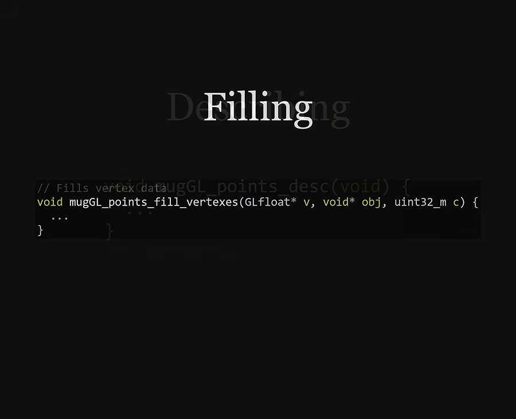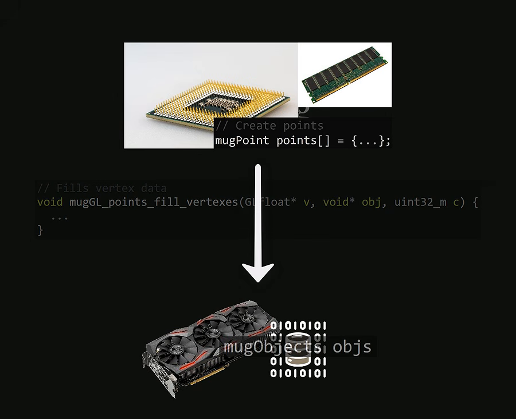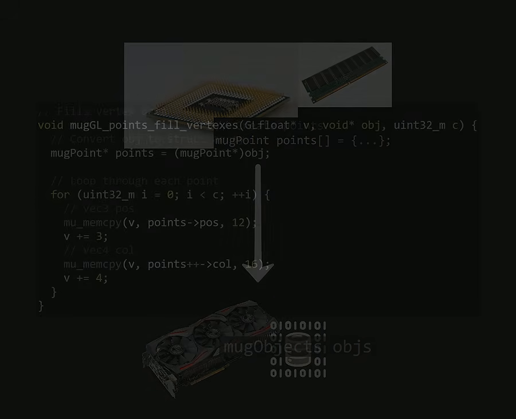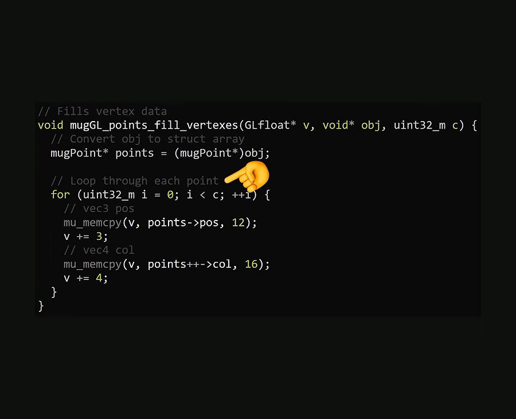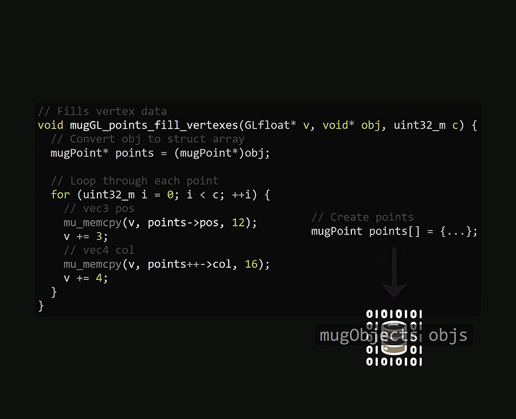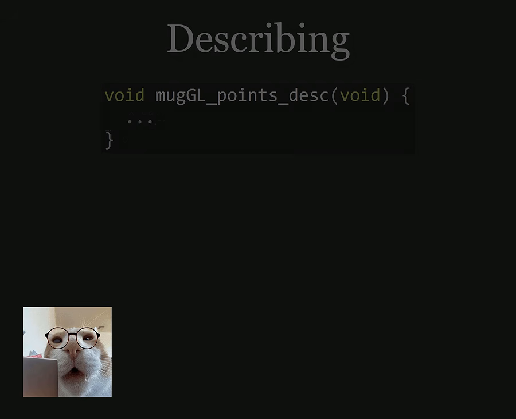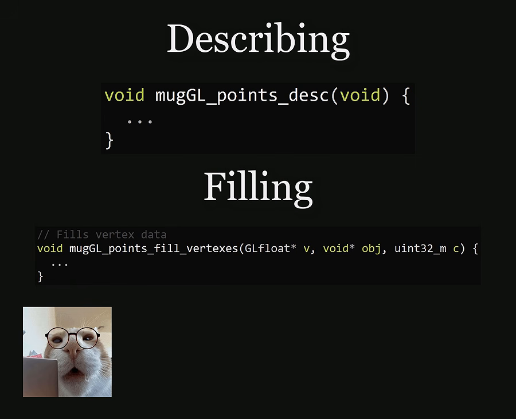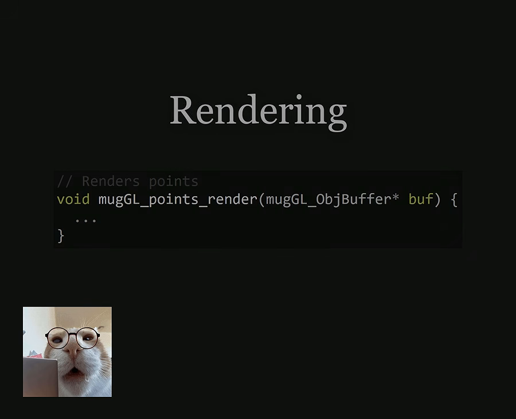Now I need to be able to fill a point buffer, aka actually move the data from the CPU to the GPU. For that, I created a function that just loops through a list of points and copies data from it into the buffer according to the buffer's description. This is essentially the code that translates the actual mug point list on the CPU to the buffer on the GPU. Now that I can describe the buffer, telling the GPU how it's formatted, and fill the buffer, giving it the actual data, the last thing I need to describe is how exactly the buffer is rendered.